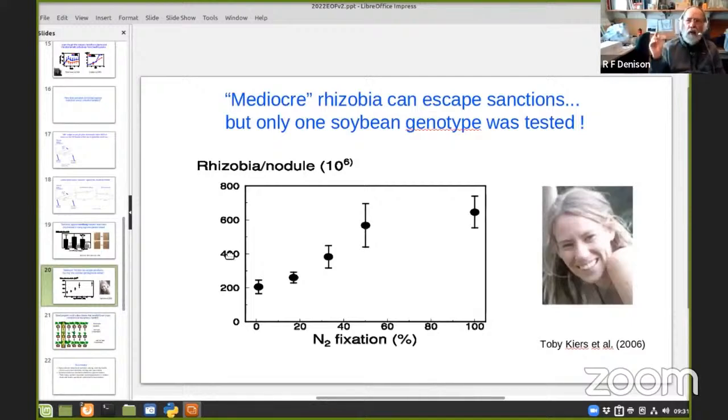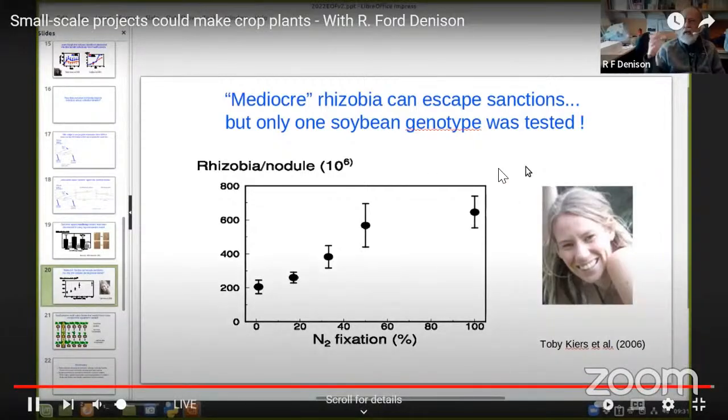But those experiments I just showed you were comparing bacteria that fixed lots of nitrogen with bacteria that fixed only enough nitrogen for their own needs and everything for the plant. And our computer model suggested that what you ought to see in the soil is, given sanction, quite a few kind of mediocre bacteria that produce some nitrogen, but not as much as they could.